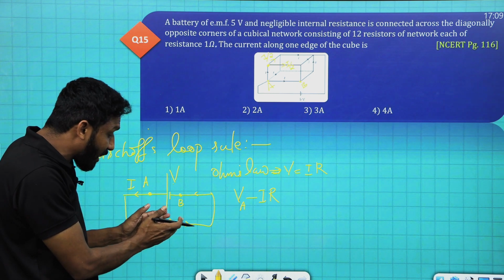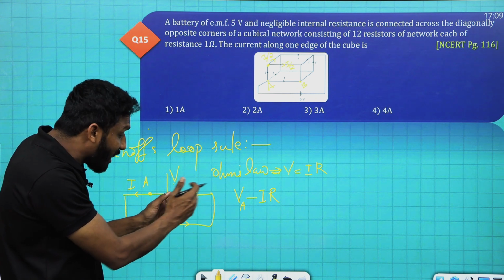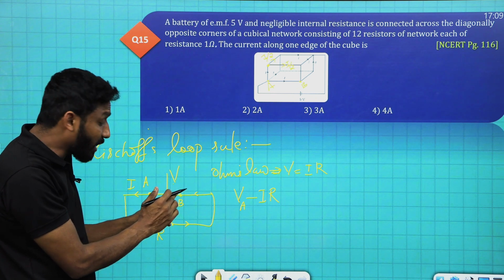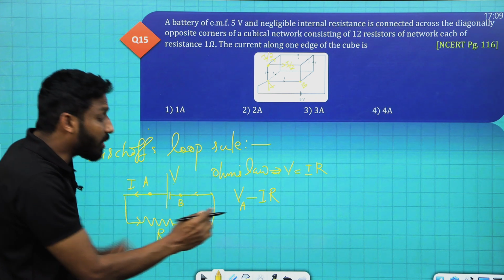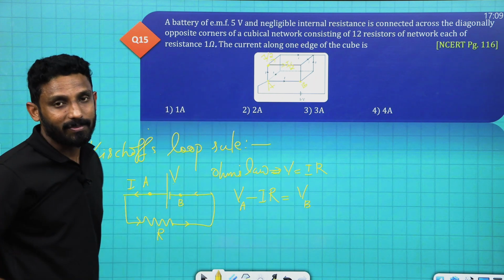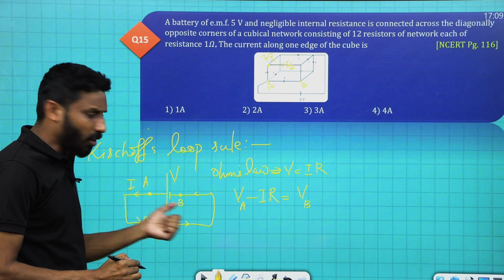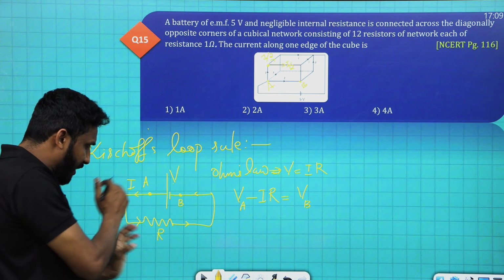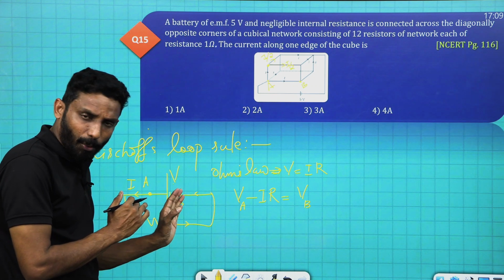Okay, and we reached the point B. So I write this as equal to the potential at B. Started from A, so we start with VA, then minus IR, and we reach the point B.